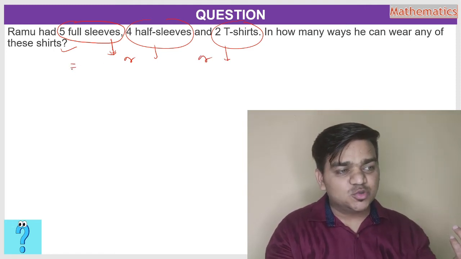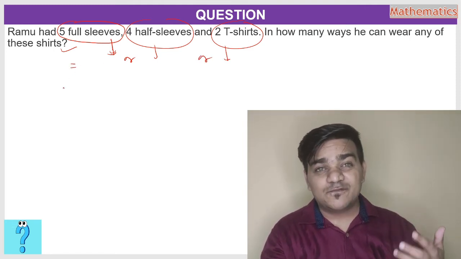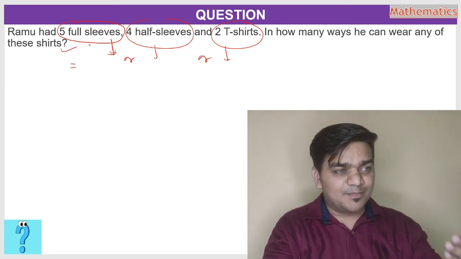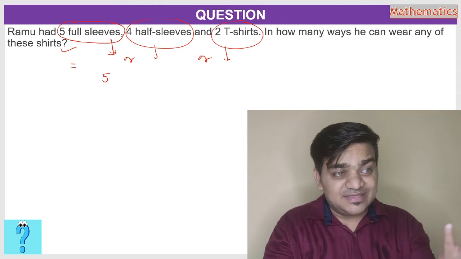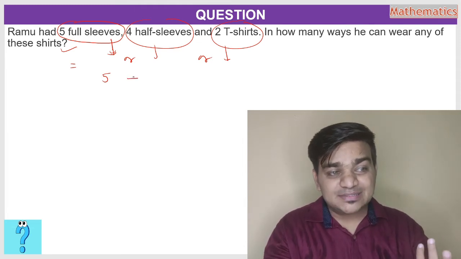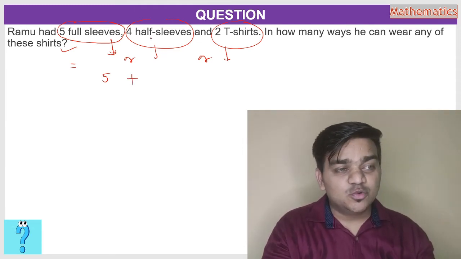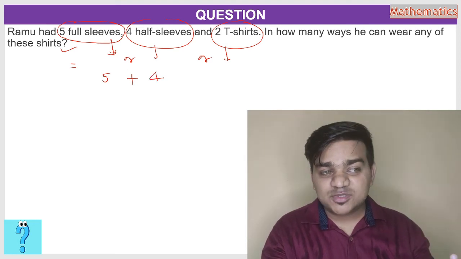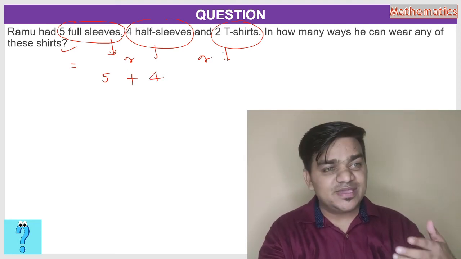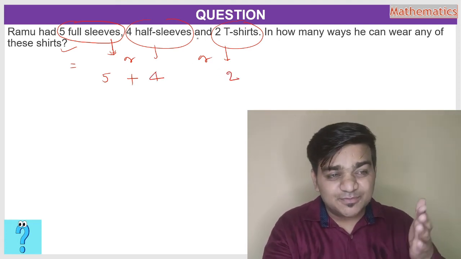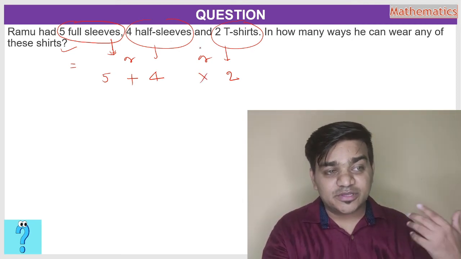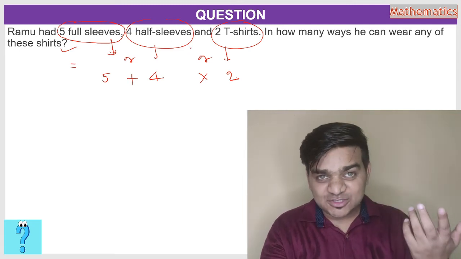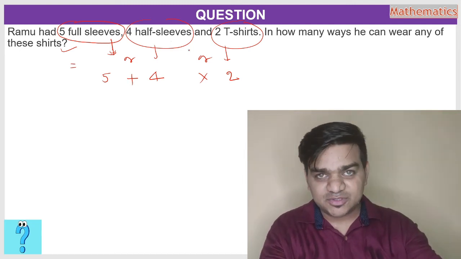So how can we find the number of ways to wear this? The number of ways to wear the full sleeve is 5. And between these we have OR, which means plus. To use the half sleeves we have 4 options. To use the t-shirts we have 2 options. And between these steps we have AND. No, this is not AND. This is just a written language.